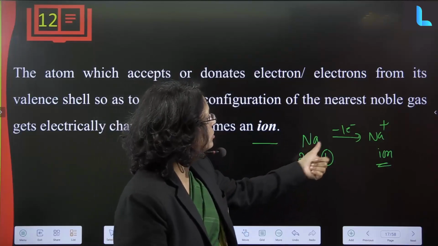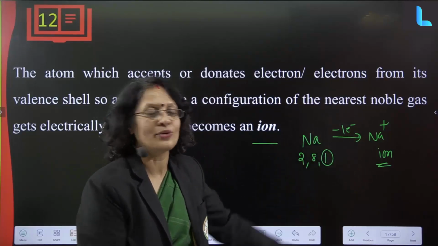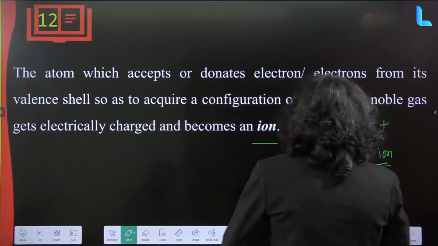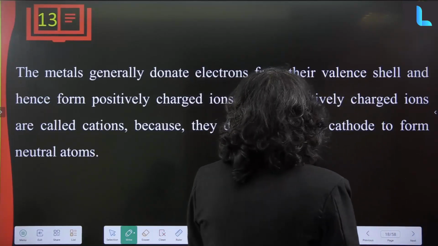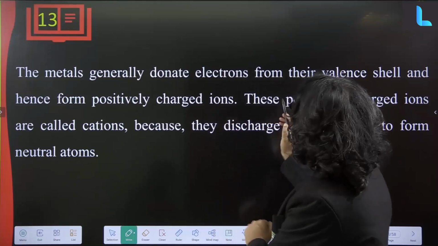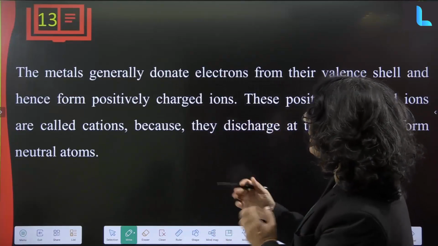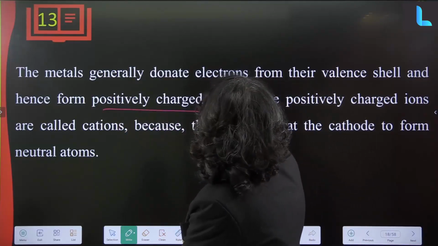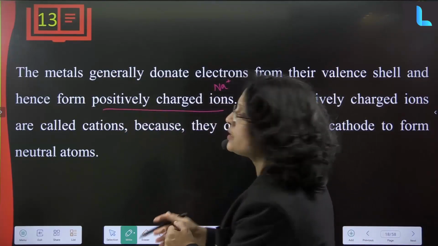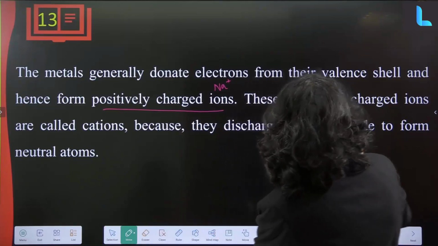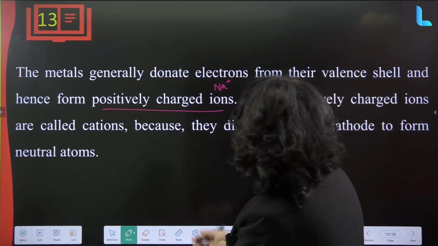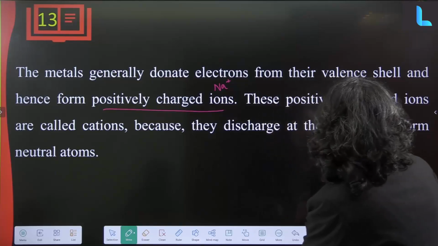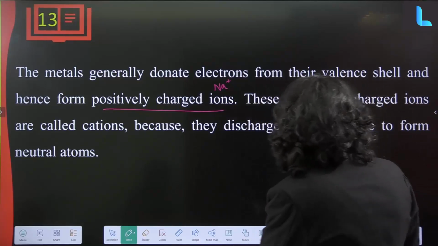Now by loss of an electron, sodium becomes a positive ion, a cation. Okay, Na plus, a positive ion. In the same way, metals generally donate electrons from their valence shell and hence form positively charged ions. These, as we have just seen, are positively charged Na plus, Ca2 plus, Mg2 plus. These positively charged ions are called cations because they discharge at the cathode to form the neutral atom.